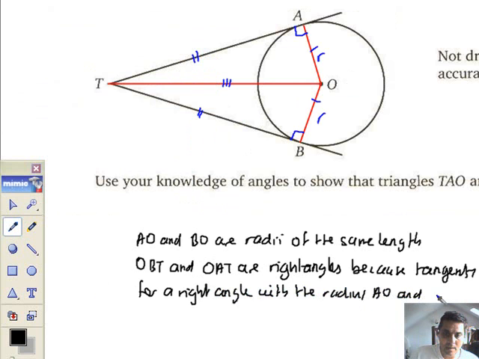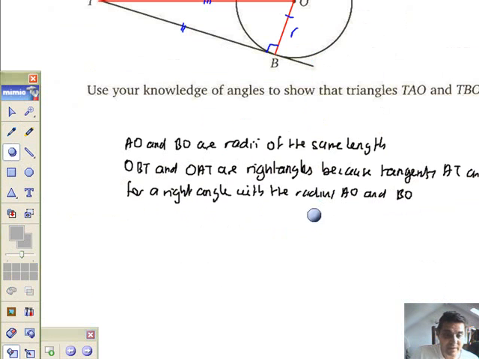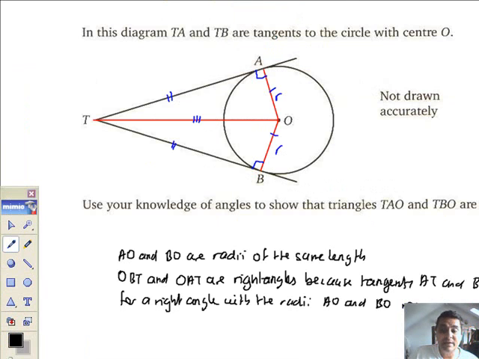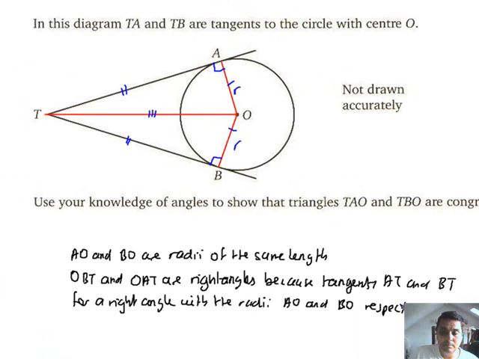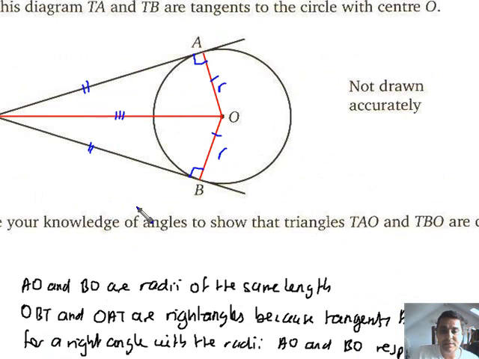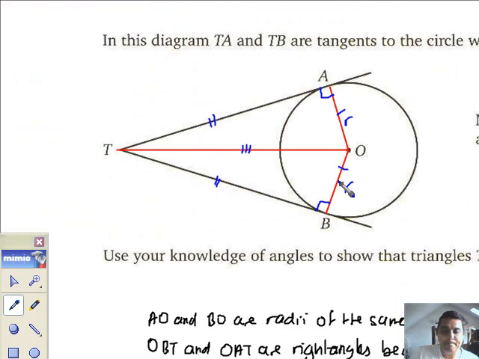AO and BO, or with the radii should I say, they form right angles with the radii AO and BO respectively. In other words, AT is a tangent and forms a 90 degree angle with AO, and BT is a tangent that forms a 90 degree angle with BO, and I've demonstrated that. So that's the two things I can say.